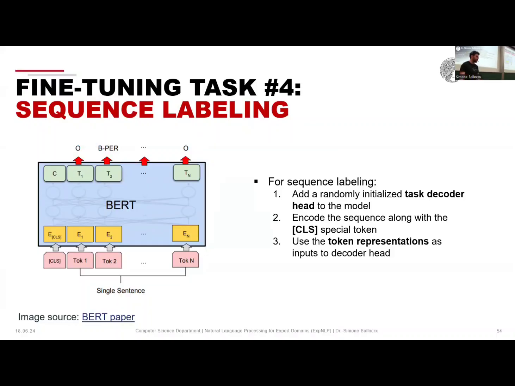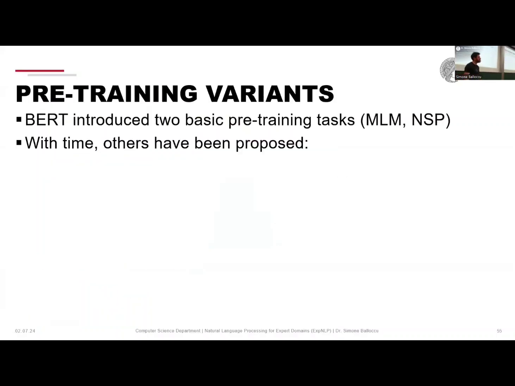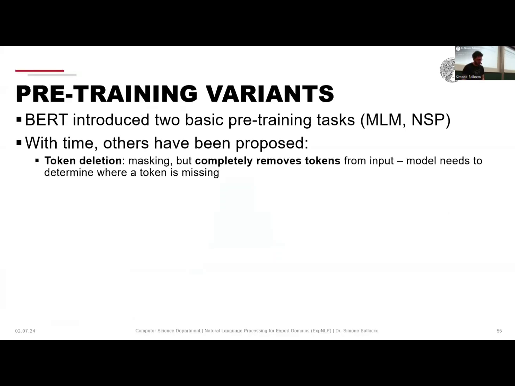But not only these are fine-tuning, we can also vary the pre-training. So BERT is trained on masked language modeling and next sentence prediction. But with time, people proposed some variants of it. So we have token deletion. We mask the token, but remove it completely. So we don't have 10 words with one masked anymore, it just becomes 9 words, and BERT or whatever model you're training needs to understand that something is missing, in which position and what the token is.